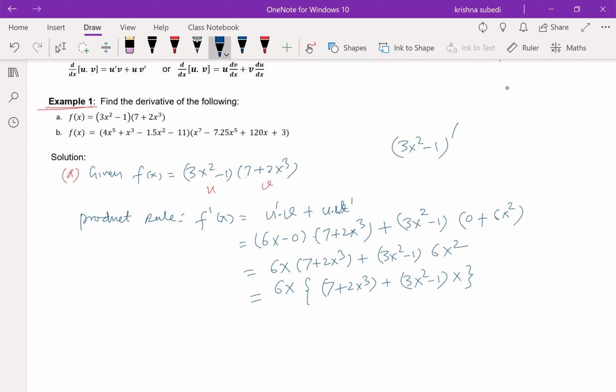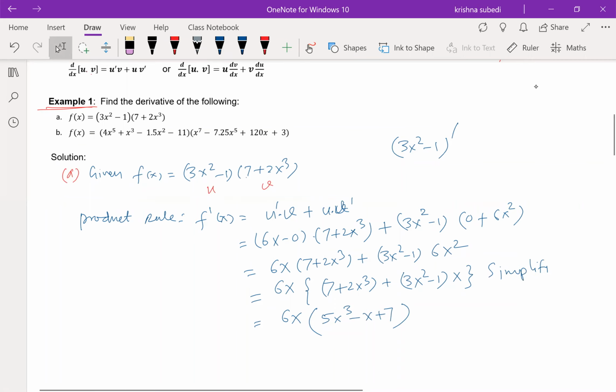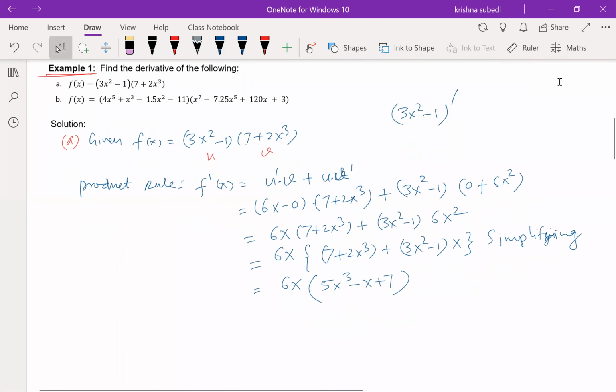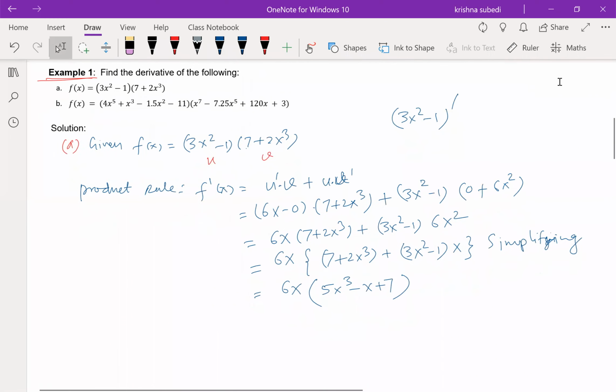So when you simplify, you're going to get 6x times... can you tell me, if you simplify, how much do you get? 5x cubed minus x plus 7. Okay, if you simplify it, you're going to get this much. All right, any questions so far?